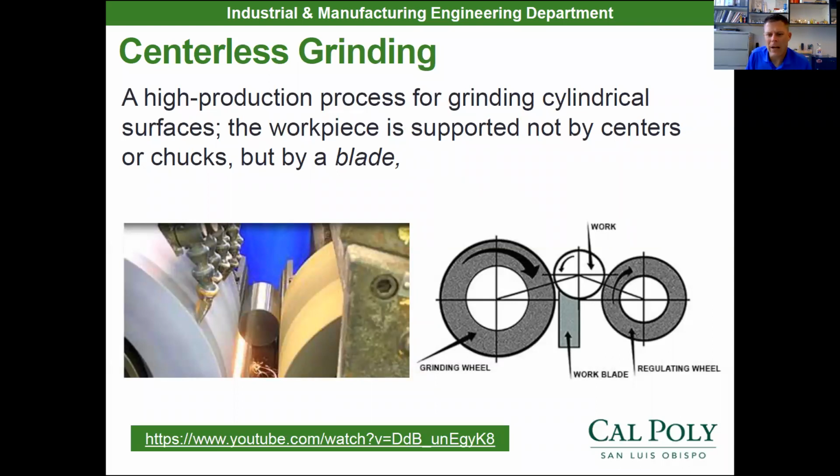Now, one side of the grinder has a grinding wheel. The other side of the grinder has a regulating wheel that has a slight cant to it. That slight cant causes what we call a thrust force. So when you put the workpiece in between them, that thrust force is going to carry the piston through the grinder in the case of the air motor project, or it carries the workpiece through the grinder.